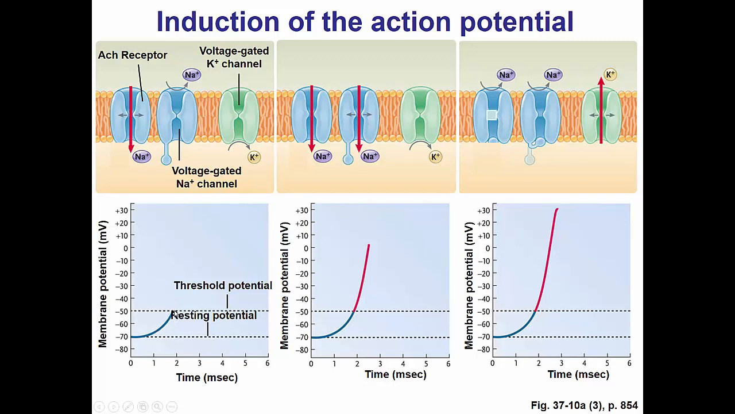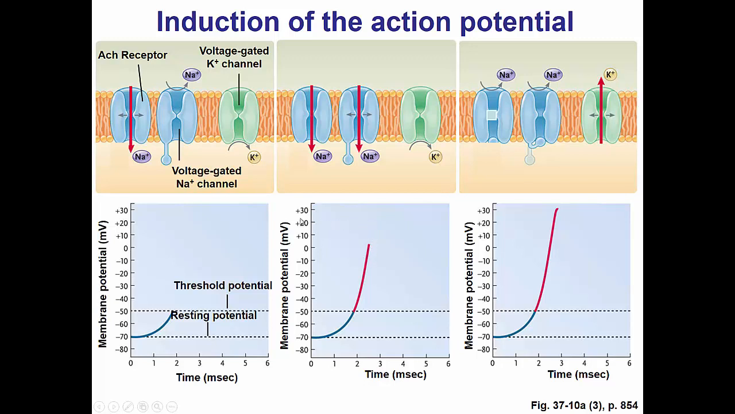When it reaches negative 50 millivolts, this is the threshold potential. At this potential, this is going to trigger opening of our voltage-gated sodium channel. So now our voltage-gated sodium channel opens and we have even more sodium rushing in. Now that potential, because we're letting more and more of those positive charges go in, continues to depolarize, making that neuron more and more positive on the inside.